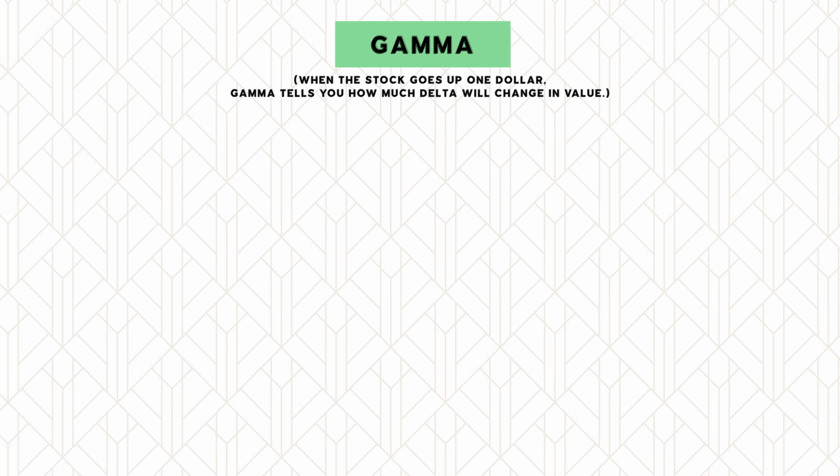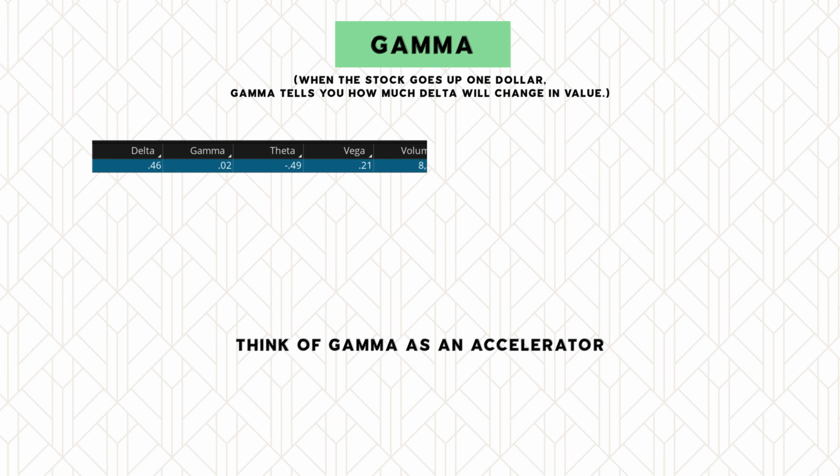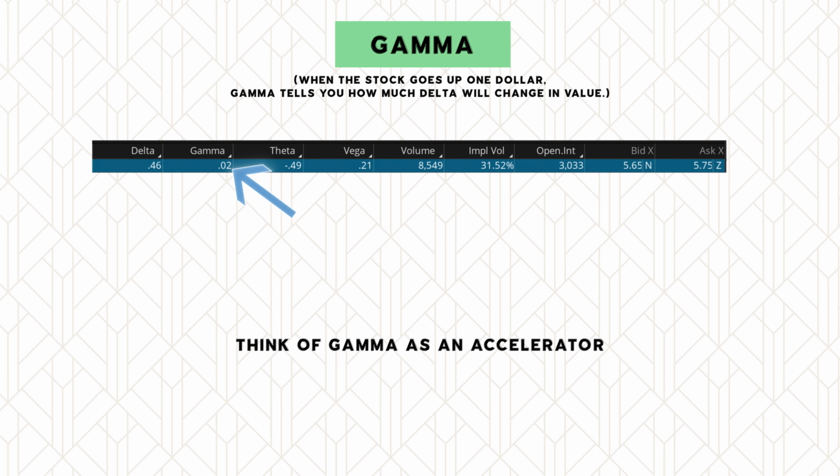Gamma tells you how much the delta will change when the stock increases by $1. Back to our Apple example, since we have a gamma of 0.02, when Apple increases by $1, the delta would go from 0.46 to 0.48.